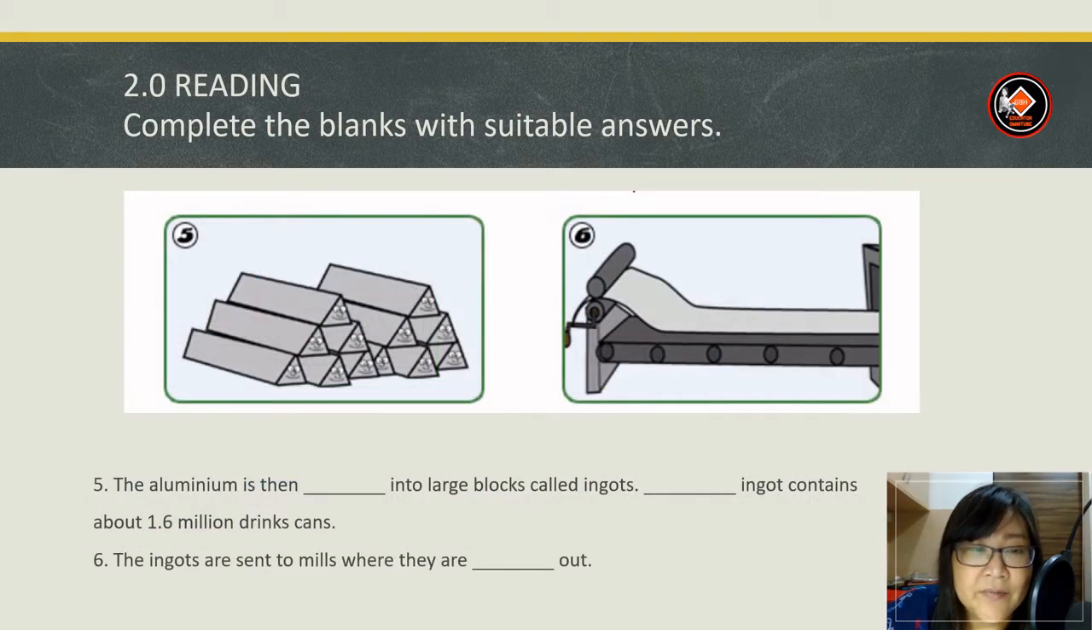Next, we are doing step 5 and step 6. The aluminum is then blank into large blocks called ingots. So the answer is, the aluminum is then made into large blocks called ingots. Next, blank ingots contain about 1.6 million drinks cans. So the answer will be each ingot. Number 7, the ingots are sent to mills where they are blank out. So the answer is rolled out.